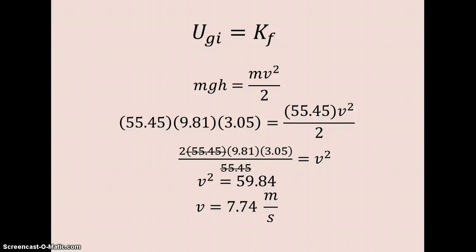So we have mgh is equal to mv squared over 2. We plugged in our mass, the acceleration due to the Earth, and the height, and we found the velocity to be 7.74 meters per second.